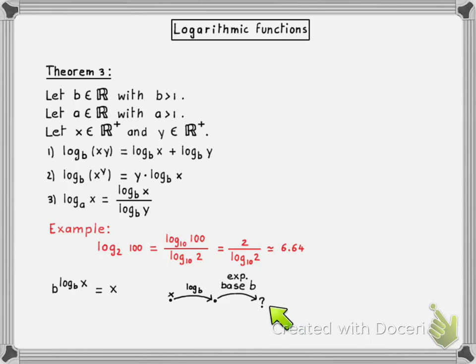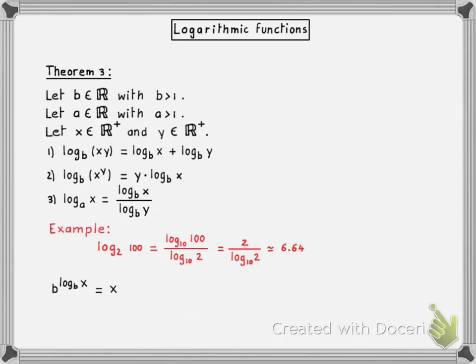Well, the one thing to remember is that the exponential function is the inverse of the logarithmic function and vice versa. So when you start from x, you first apply the logarithmic function, and then to that number you apply the inverse function. What you're getting is you're getting x back. And that's why this equality holds.